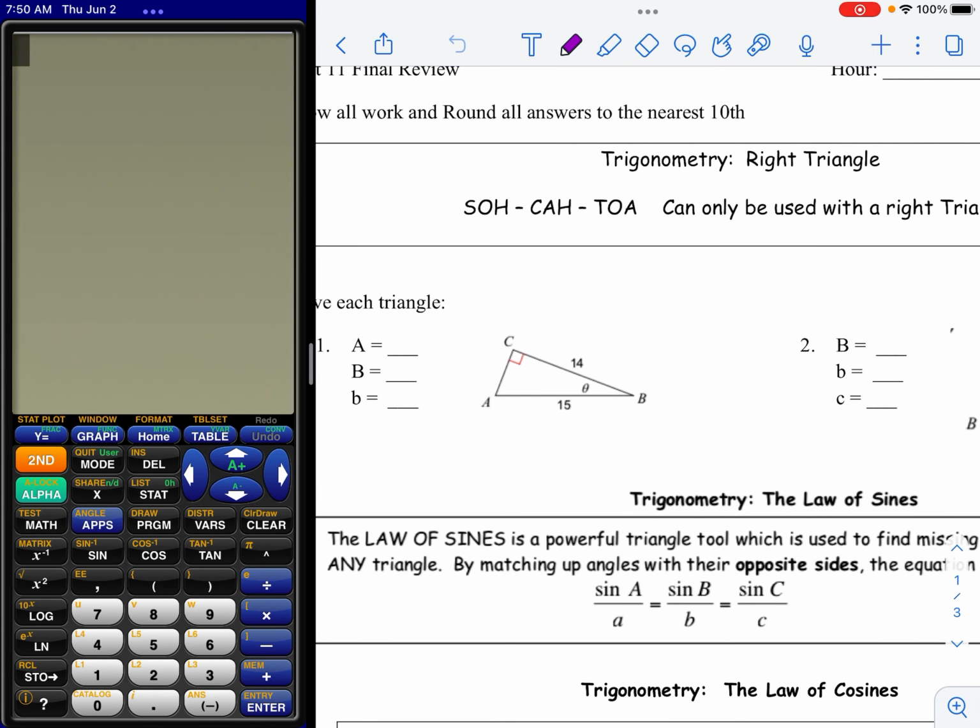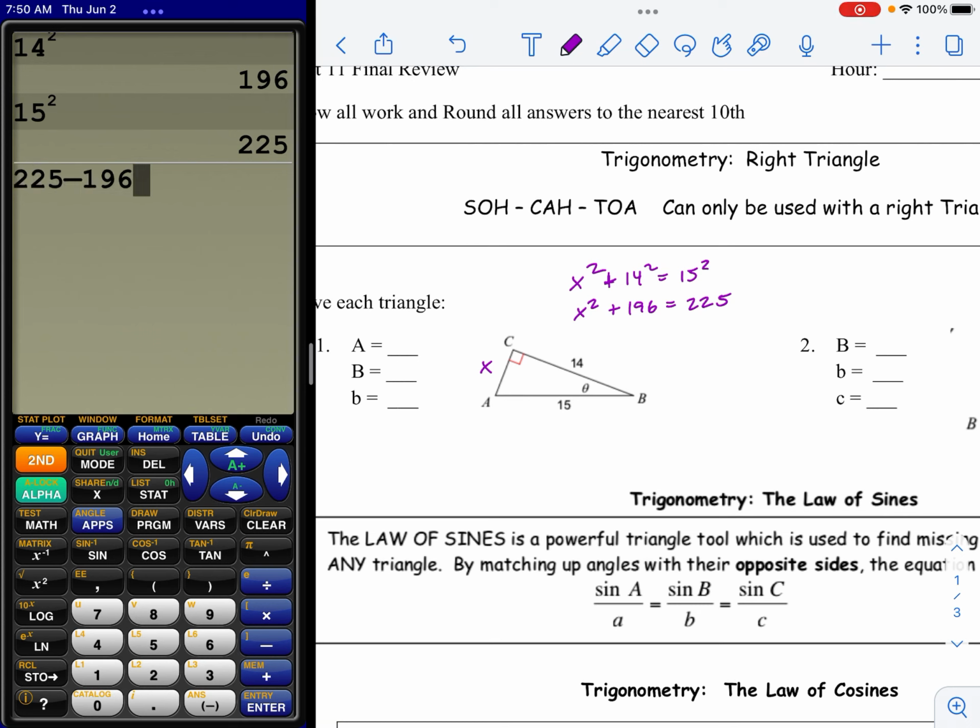So let's look at this first one. You can do this a couple different ways. You could try to solve for this side first. You could do that by putting an x here and then doing a squared plus b squared equals c squared, like that. And then do your math, 14 squared and 15 squared. So x squared plus 196. And you could go about your business this way. So you're going to get a decimal because the square root of 29 is not pretty.